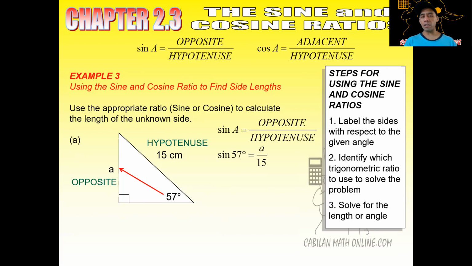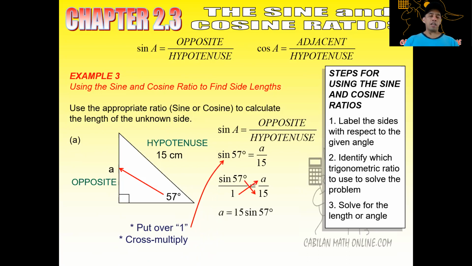What I like to tell people to do is to take the side with the ratio and just put it over 1. From here you can see what we're going to do is cross multiply. When we do that, the A multiplies itself to the 1, and the 15 multiplies itself to the sine of 57. Now, just take a moment to look at what I've written in this next step here. Please make sure that you have it in that order. When you multiply the number to, in this case, the sine of 57, make sure it goes in the front.